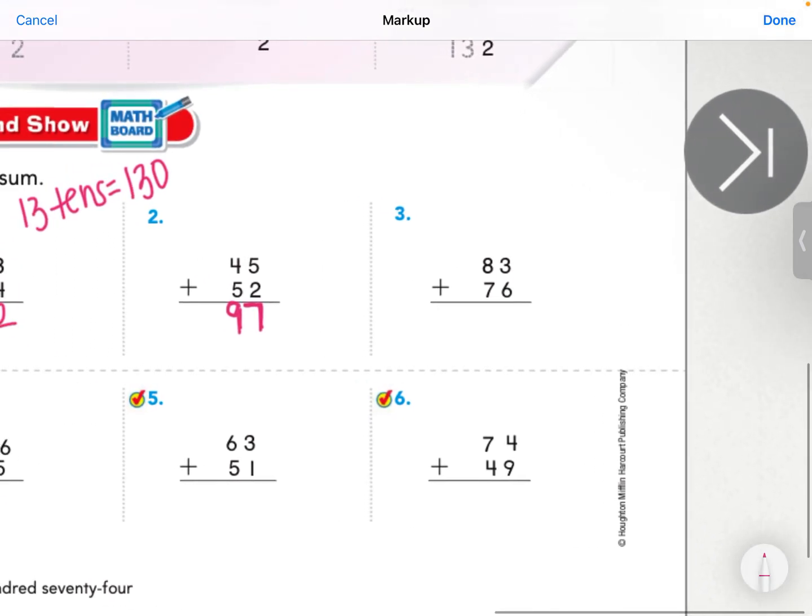Number 3, 83 plus 76. First things first, my ones. 3 plus 6 is 9. Then I have 8 tens plus 7 tens. I know that 8 plus 7 is 15.